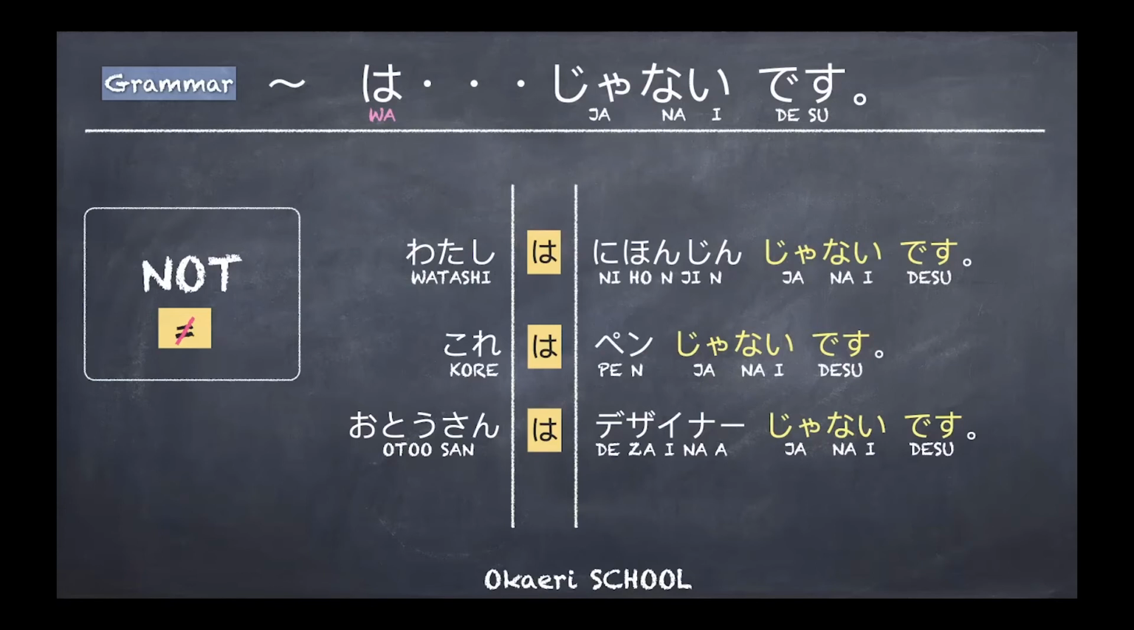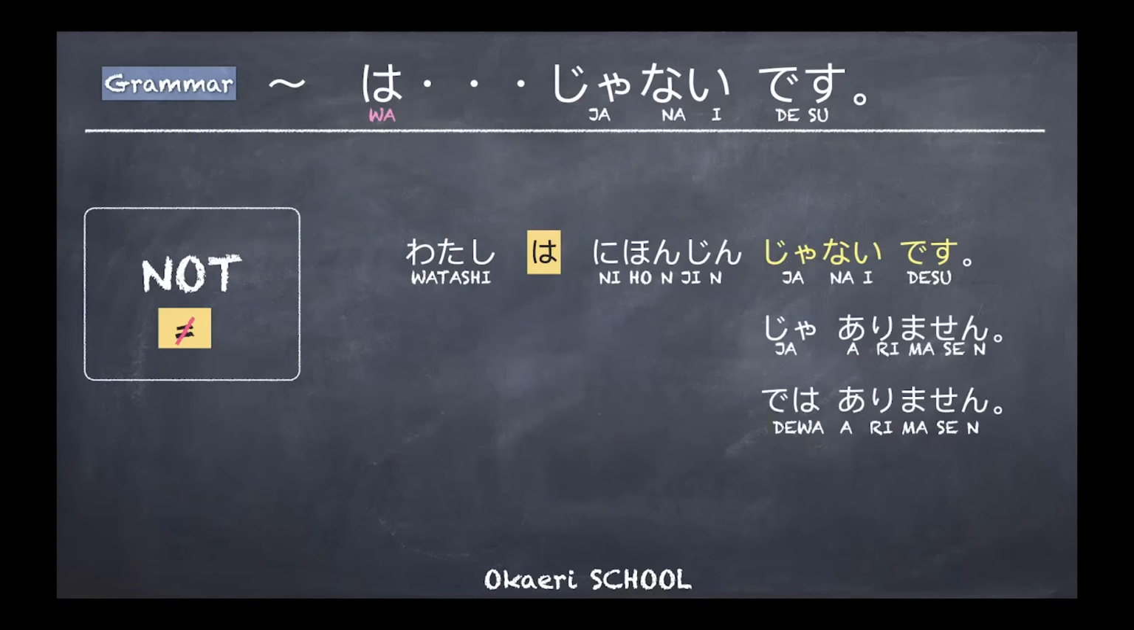You might also hear people saying じゃありません. That's the same. Or ではありません. That's also the same. So not, not, not. But most commonly we say じゃないです very often. じゃありません is slightly a bit formal, and ではありません is more like a bit of a written style of saying not. Blah blah is not blah blah.